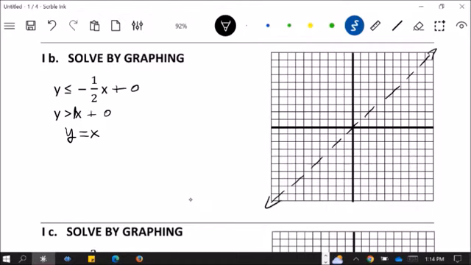And notice I remembered that it was dashed. The other one is a solid line. Because of that, it's a solid line.